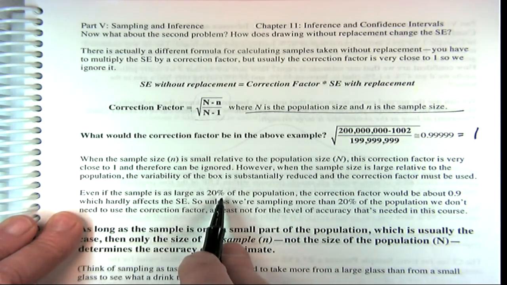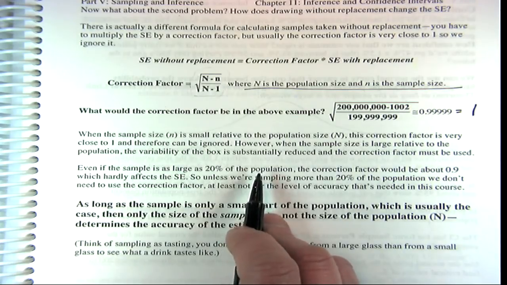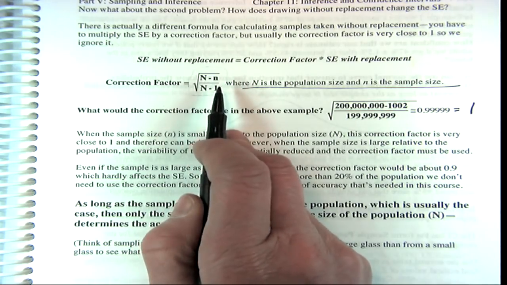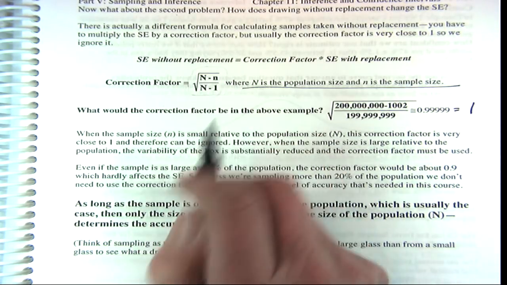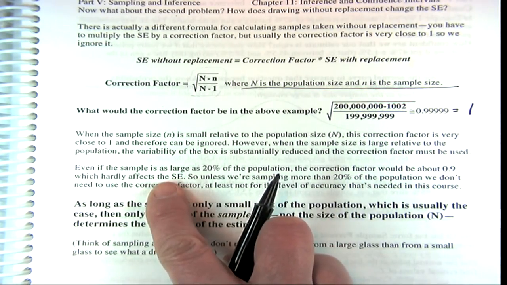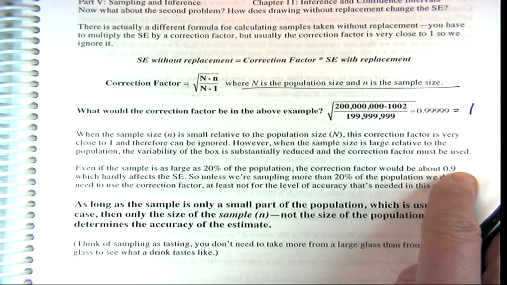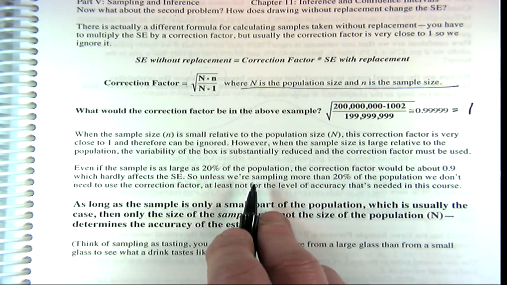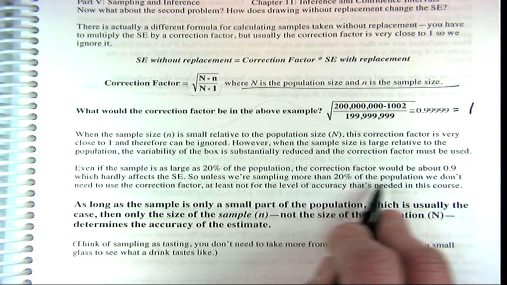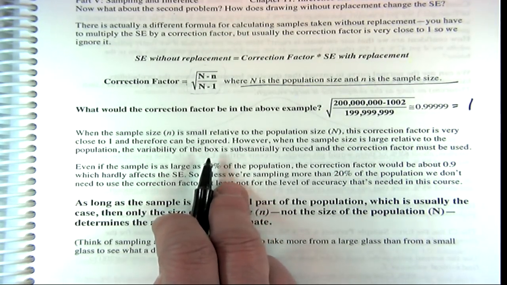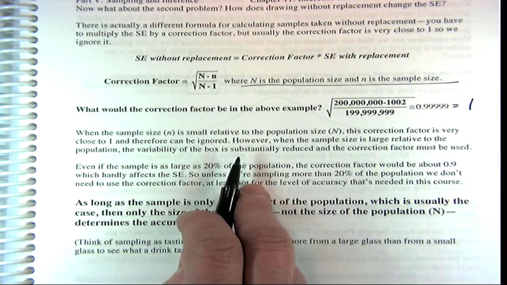You can think, even if the sample size is as large as 20% of the population, what if it was 20% of the population? So you'd have basically about the square root of 0.8, right? Which is about 0.9, which hardly affects the standard error. Even if you had as much as 20% of the population, it would only reduce your variability by about 0.9. So unless we're sampling much more than 20% of the population, we don't need to use the correction factor, okay? I mean, think about it. If you sampled the whole population, you'd have 0 variability. You'd always get the same thing.